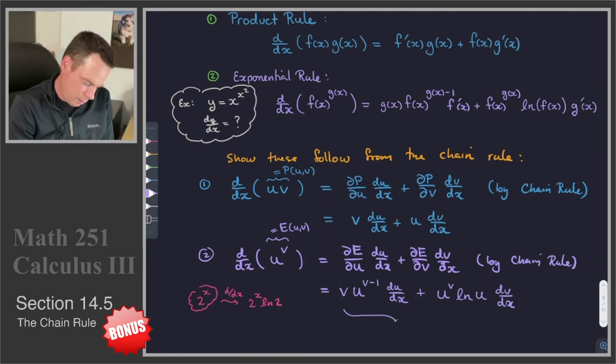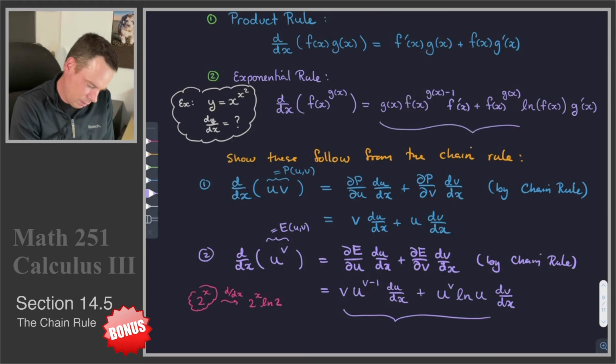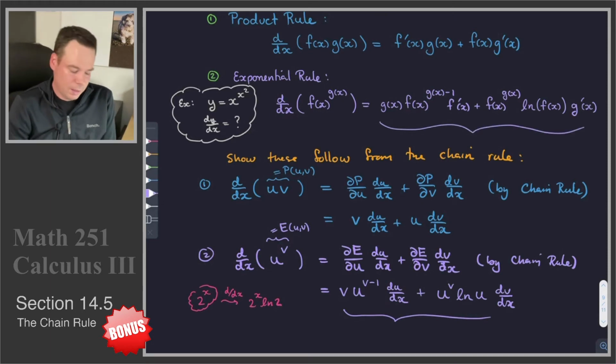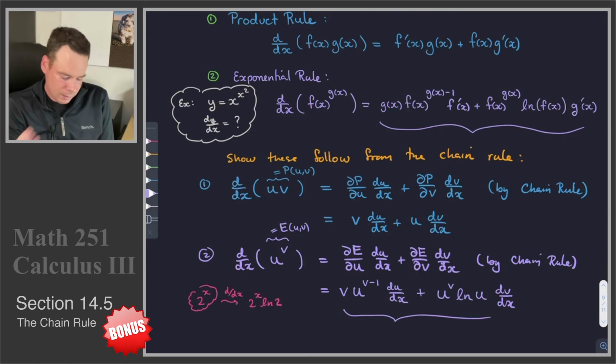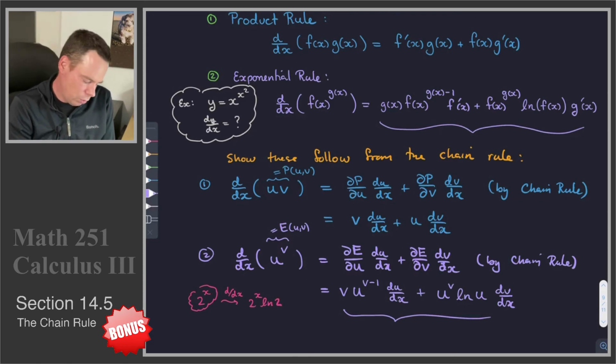And that is precisely that exponential rule that I wrote above. The derivative of u to the power of v is, and then we've got these two pieces. One piece, we treat u as the variable and v as the constant. And then in the next piece, we treat u as the constant and v as the variable. But that's our exponential rule. We've just verified it using the chain rule.